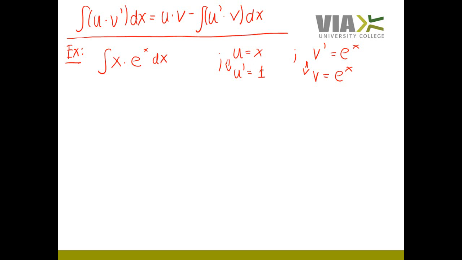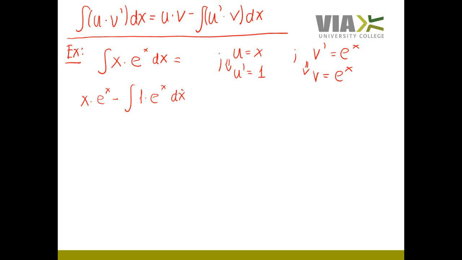Alright, therefore we are now ready to go into the integration by parts method now that we have defined u and v. So according to what we have up here, the integral of u times v dashed, u being equal to x, v dashed being equal to e to the power of x, dx is equal to u times v, u is equal to x, times v, which is equal to e to the power of x, subtracted with the integral of u dashed, which is 1, times v, which is equal to e to the power of x dx.